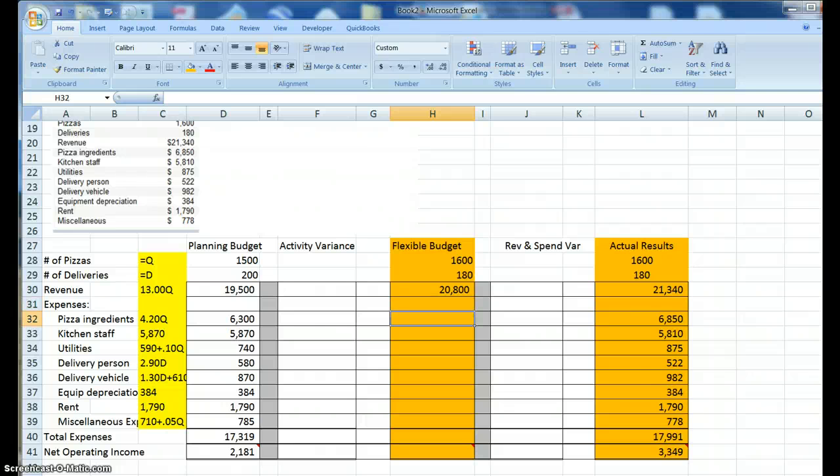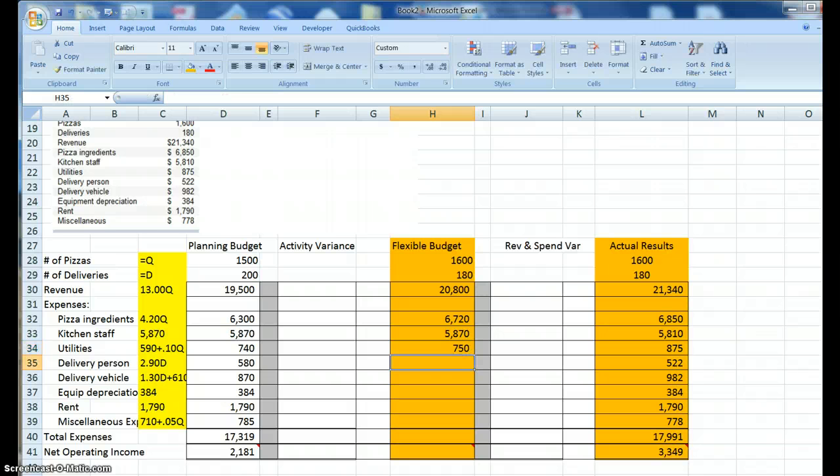So again, I'm going to go through the whole routine where I'm going to take $4.20 of ingredients for 1,600 pizzas. And the kitchen staff is a fixed cost. It doesn't matter how many pizzas or how many deliveries, it is entirely fixed. Okay, again, in utilities, I'm going to have a combination of both. I'm going to have to take 1,600 pizzas, multiply it by the 10 cents, then add my $5.90.